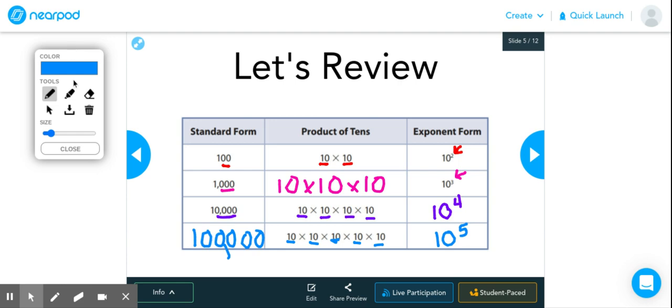Again, the connection that we're looking for, as I went over in all of these examples, is that the number of zeros in the product is the same as the number of tens that we used, which is the same as the exponent.